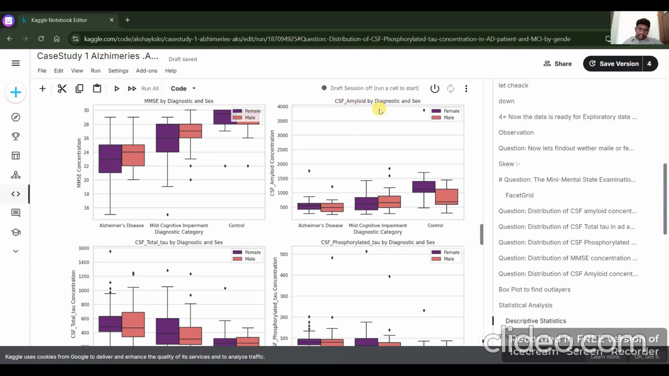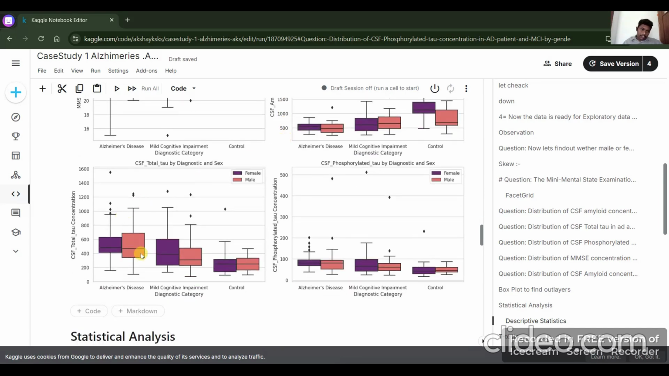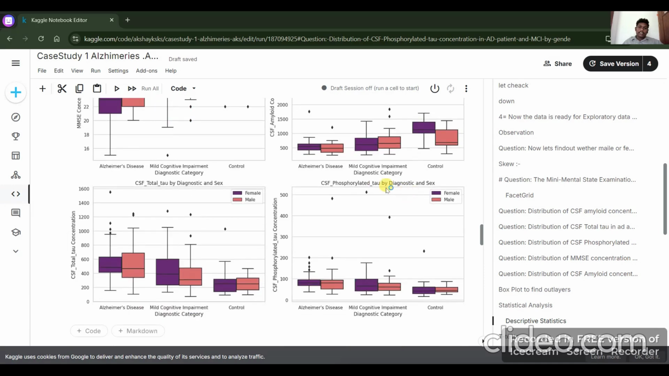And next, in the CSF amyloid diagnosis and sex chart we can see Alzheimer's disease, MCI, control; this is the diagnostic category and amyloid category. This is the CSF total tau diagnosis and sex category box plot. You can see the variation of Alzheimer's disease, MCI, control. In the CSF phosphorylated tau diagnosis and sex box plot, we can see the Alzheimer's disease range, MCI, control.